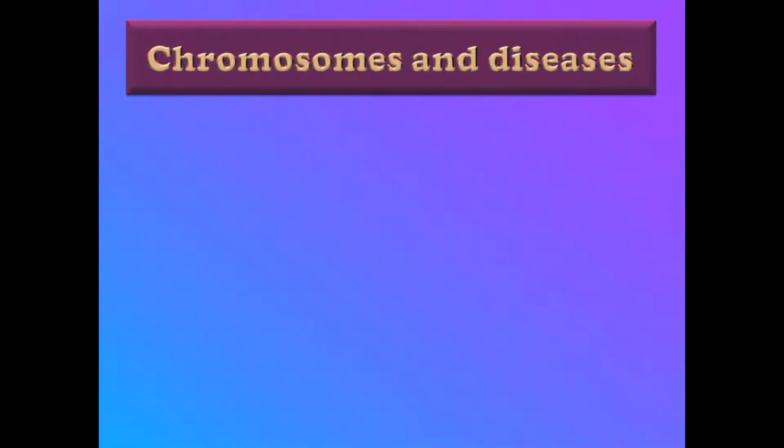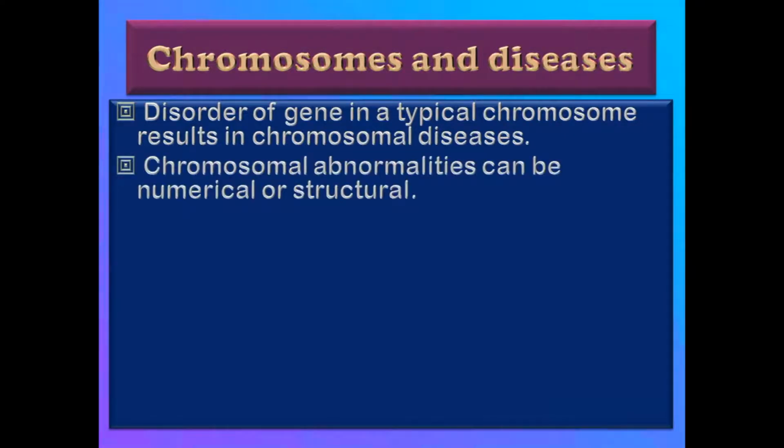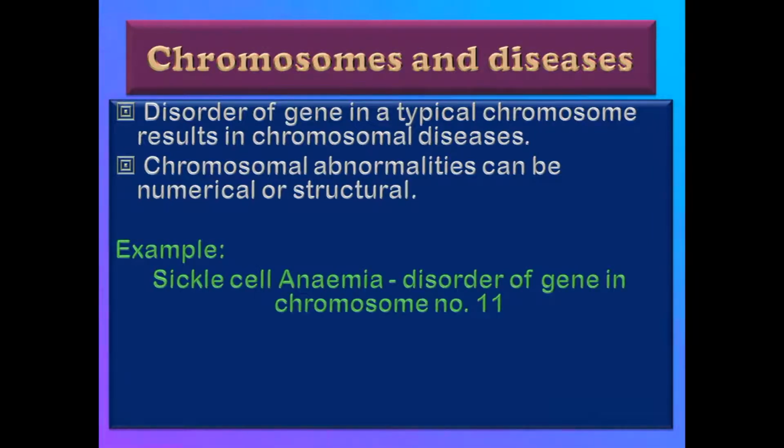Now let us see chromosomes and the related diseases. Disorders of genes in a typical chromosome result in chromosomal diseases. Chromosomal abnormalities can be numerical or structural. Some examples: sickle cell anemia is due to disorder of a gene in chromosome number 11. Another example is Alzheimer's. It is due to disorder of a gene in chromosome number 14.